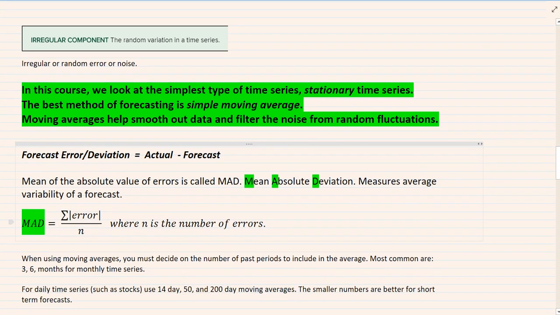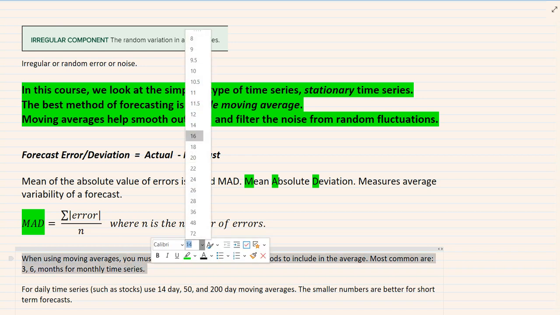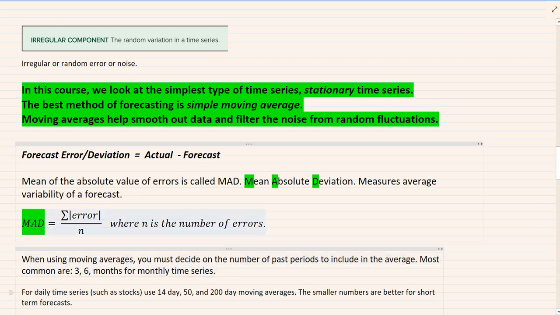Okay, and also here, when you use a moving average, you should actually decide on the number of past periods, how many periods you want in your average. Now the common ones for monthly data are 3 and 6 months. Okay, it really depends on the data. I have an example of, for example, stocks that I've put on there for you.